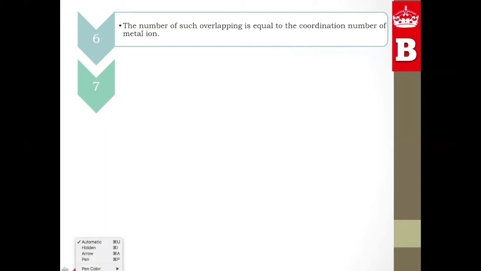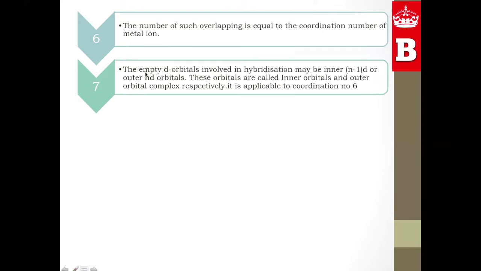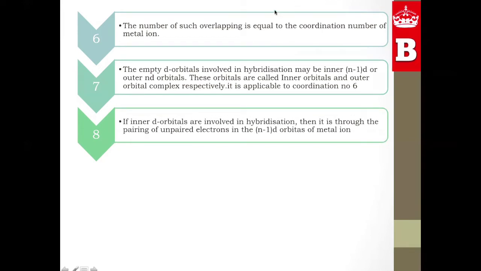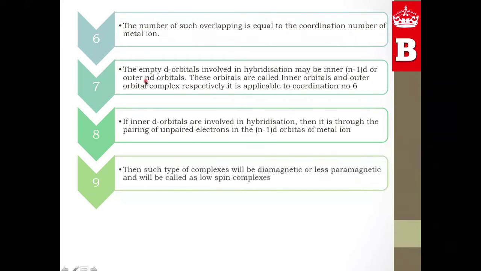Next, the empty d orbitals involved in hybridization may be either n-1 d or outer nd orbitals. That means if the 3d orbital is involved, it will be called inner, while if the nd orbital is involved, then it is called outer. So basically, inner orbital means n-1, outer orbital means nd, like 4d.